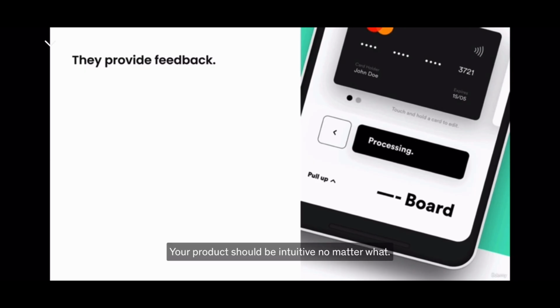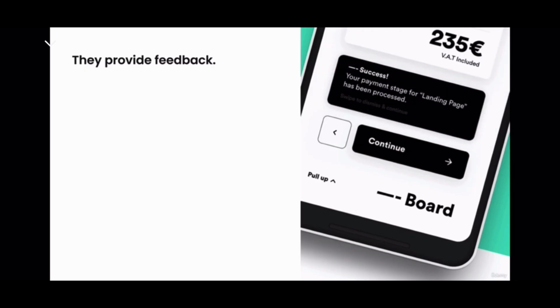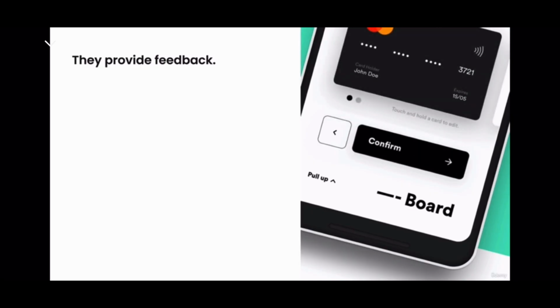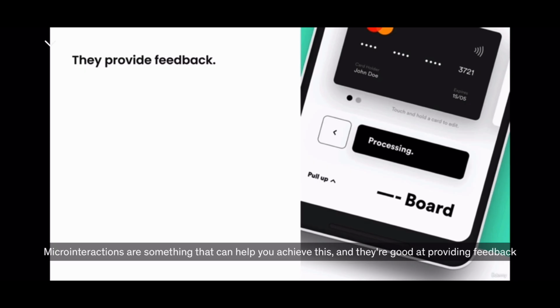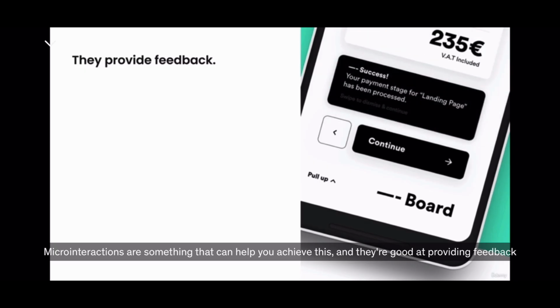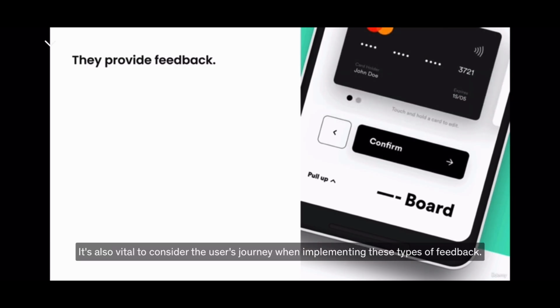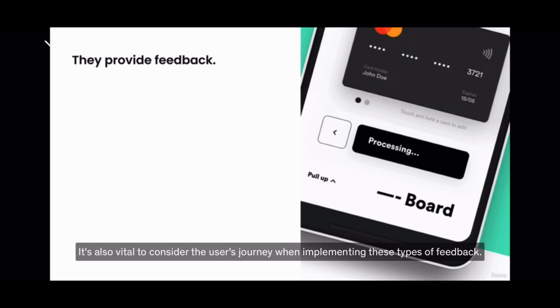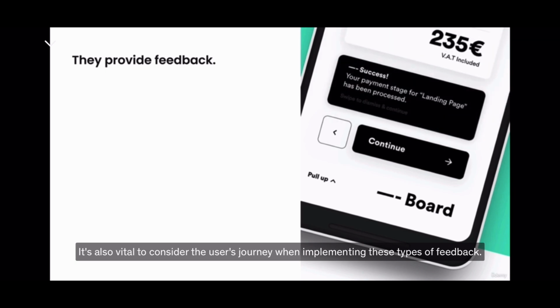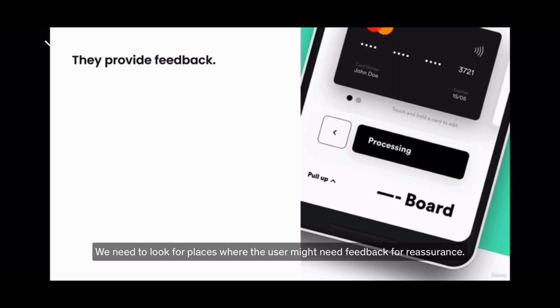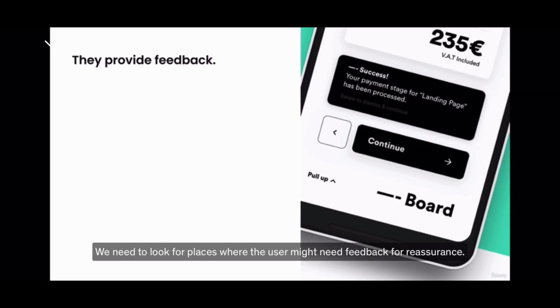Your product should be intuitive no matter what. That is what you should always strive for. Micro interactions are something that can help you achieve this, and they're good at providing feedback and keeping users informed. It's also vital to consider the user's journey when implementing these types of feedback. We need to look for places where the user might need feedback for reassurance.